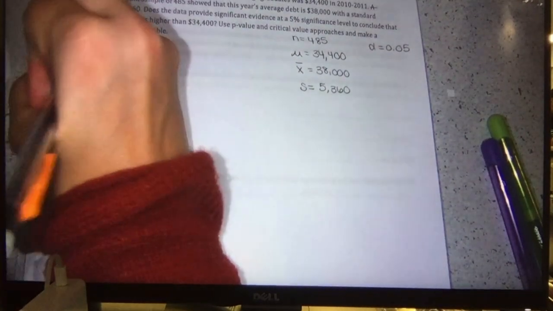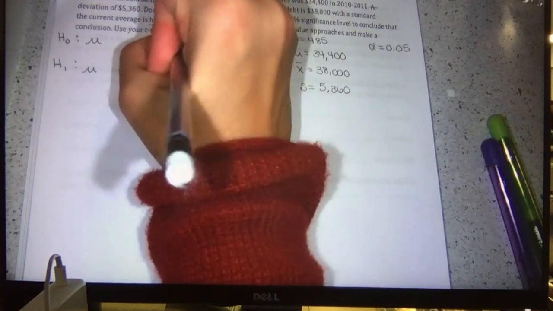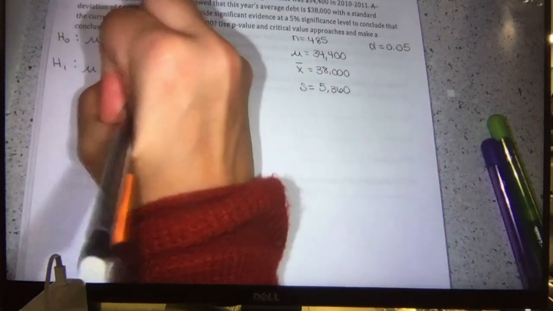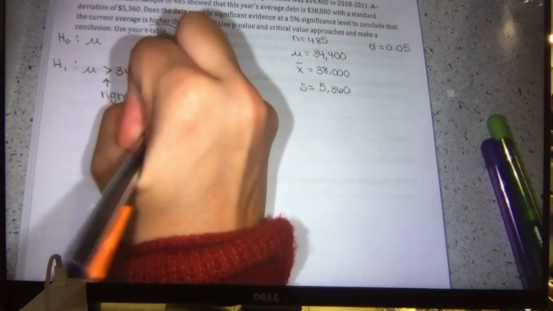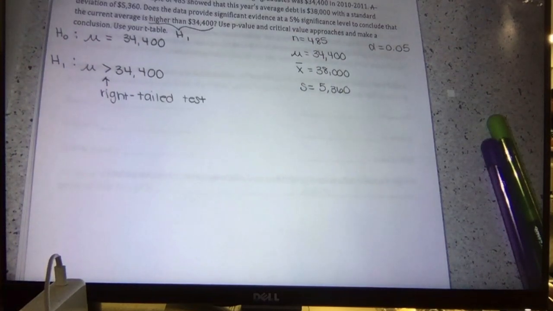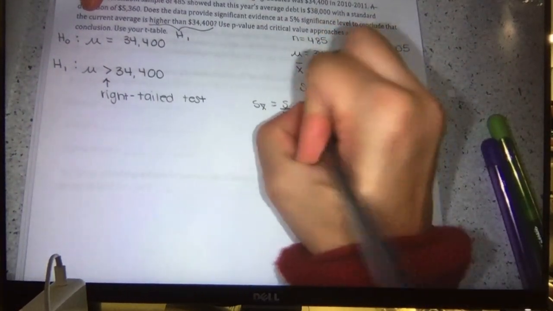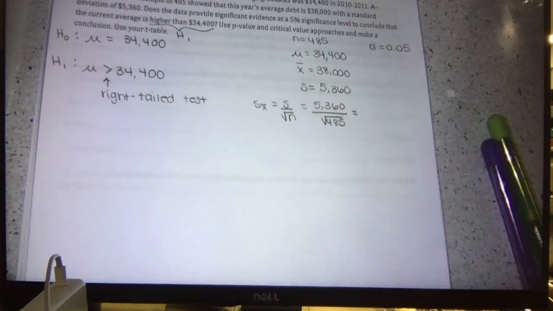This time we have to write our own hypotheses. So our null hypothesis and our alternative hypothesis. We're saying that the current average is higher than 34,400. So right here, that's our alternative hypothesis. So our mu is greater than 34,400, which will tell us it's going to be a right tail test. And that means our null is that mu equals 34,400. So we need to find our sampling standard deviation, which is S over the square root of n, which is 5,360 over the square root of 485. Oh no.